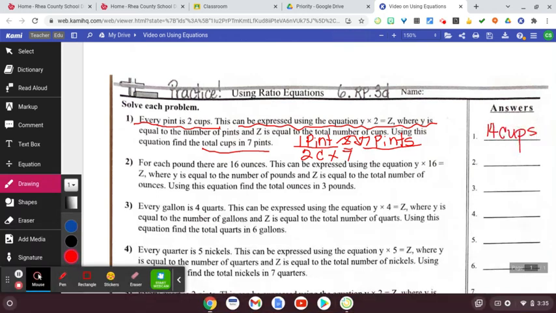Here's also another little nifty method right over here. It's basically telling you you're going to take 2 times your 7, and that's how you get your 14 cups.